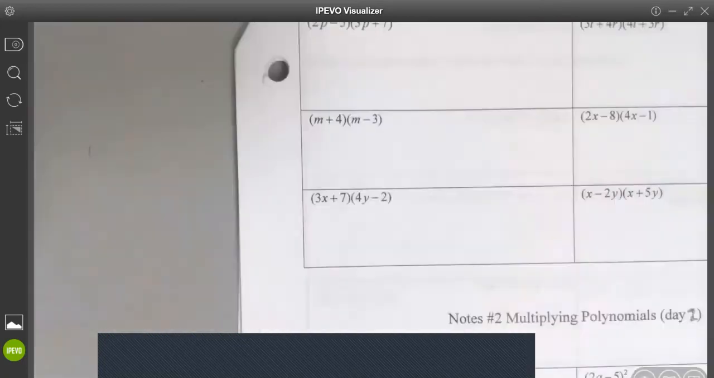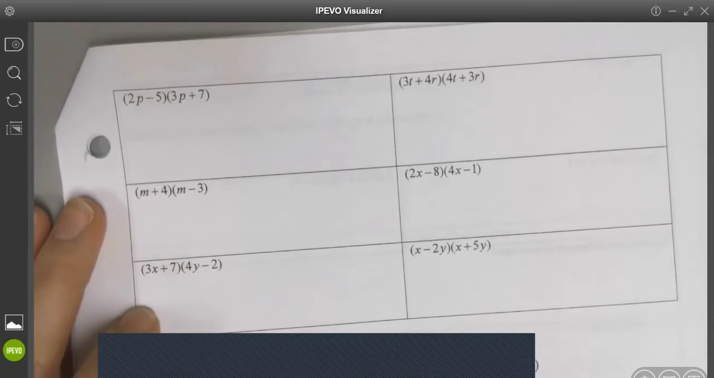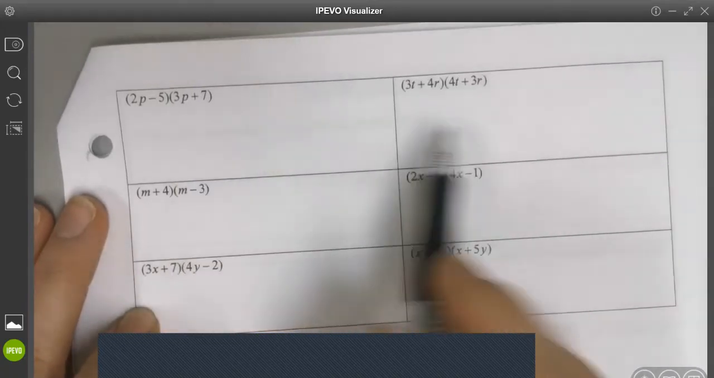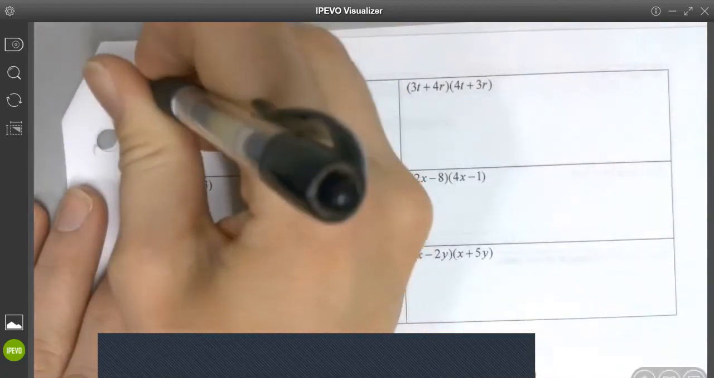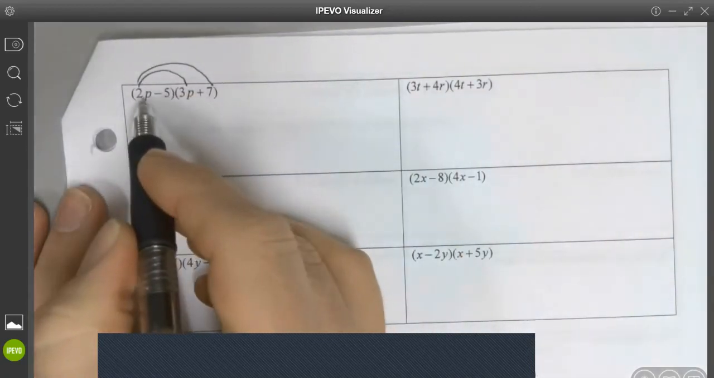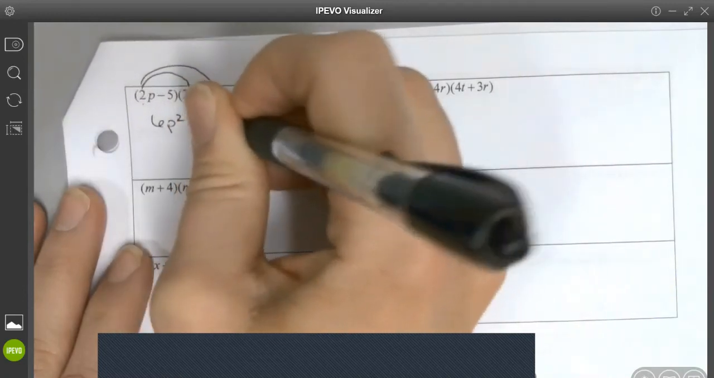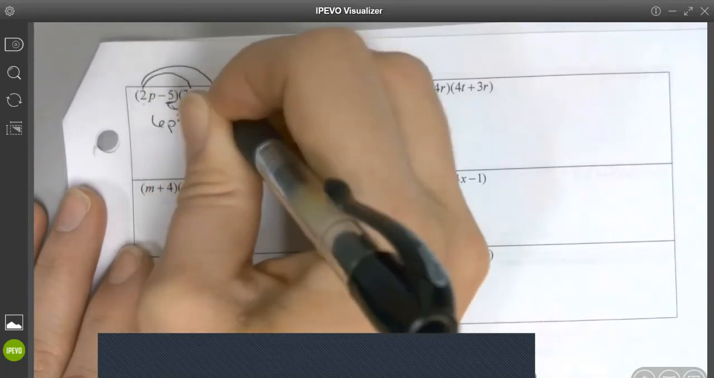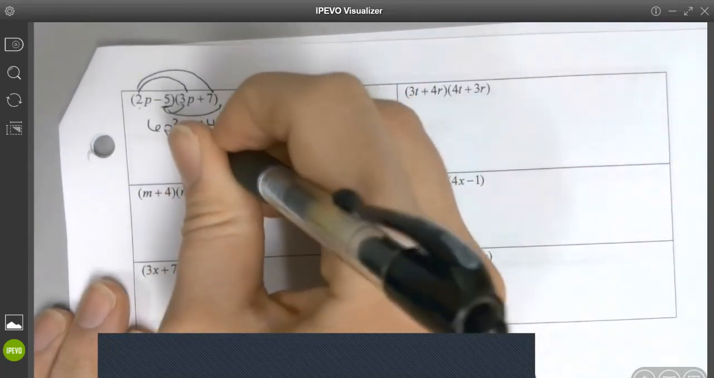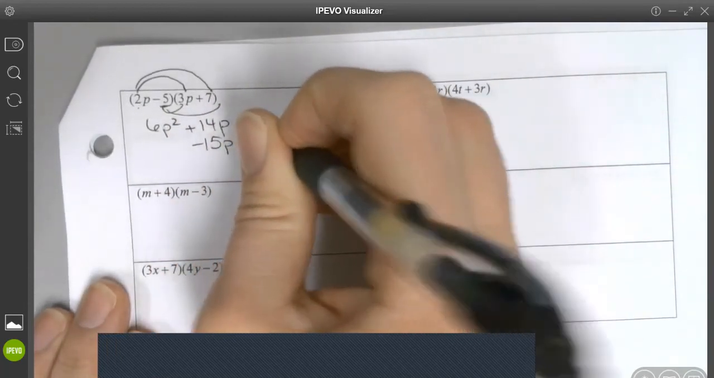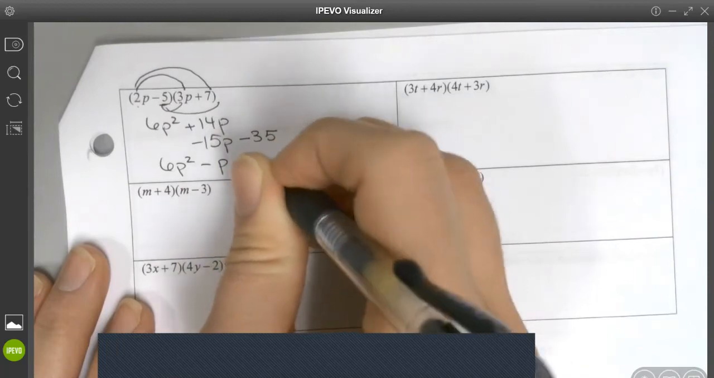So flip this page. Let me do a couple more with you. I'm going to pick and choose here. Let's just do these top two, and I'll let you try the bottom. So remember, really all we're doing is taking this first term and distributing it. That's giving our first and outer in FOIL, which gives me 6p squared plus 14p. Then we're taking the second term of this parenthesis and distributing it, which gives us our inner terms and our last terms. So that's giving me negative 15p minus 35. Combining the middle, 6p squared, subtract p, subtract 35.